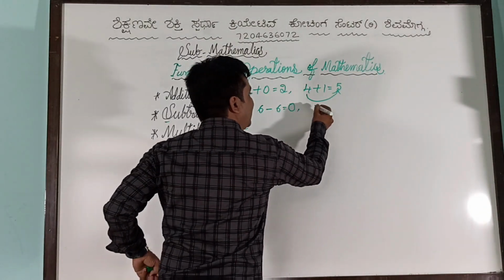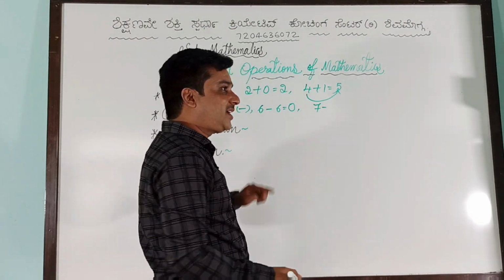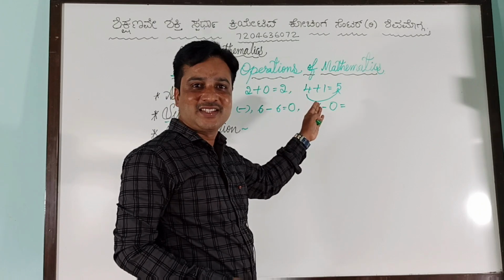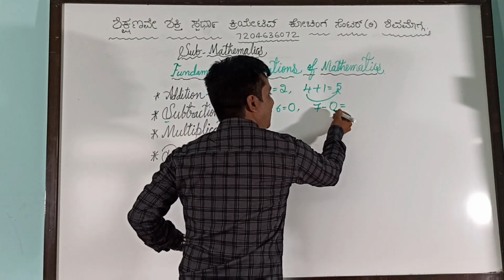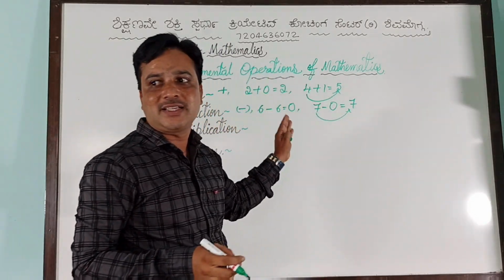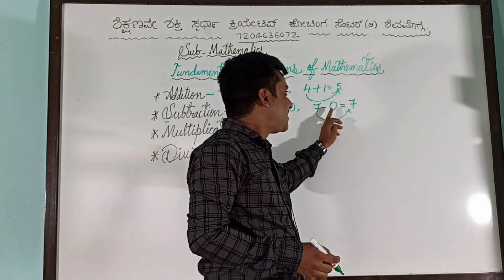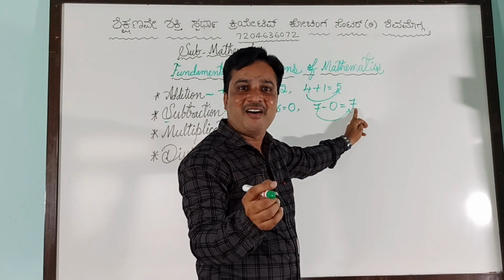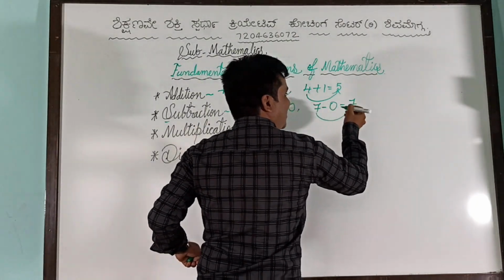Next, second property, any number subtracted from 0, we get the difference, the number itself or the same number. Here see, 7 minus 0 is equal to how much? 7 itself, the same number will come. It doesn't get any changes there. Any number subtracted from 0, the difference will be the same number or the number itself. Okay, now let's see the third property of subtraction.